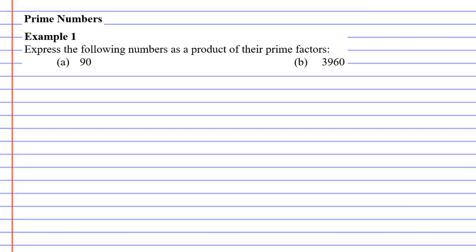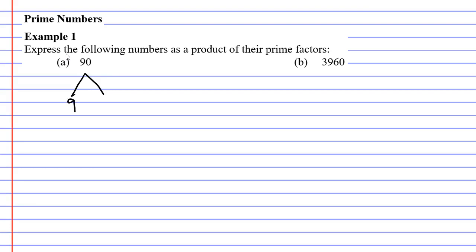In this video we are going to complete example 1 and we're going to express the following numbers as a product of their prime factors, and in order to do this we're going to use what is called a factor tree. And we'll start with the number 90 and we're going to draw two branches coming out, and we're going to think what two numbers multiply to give 90.